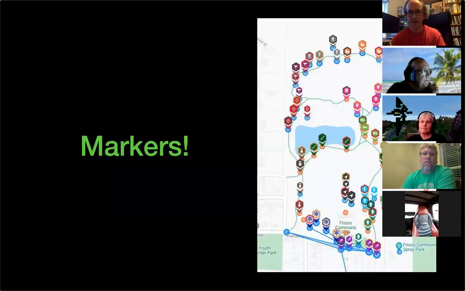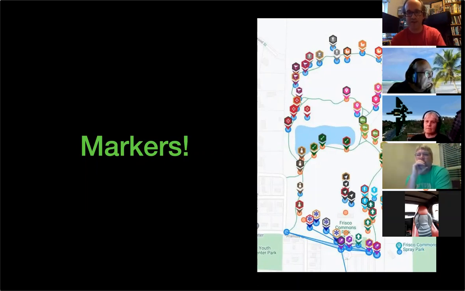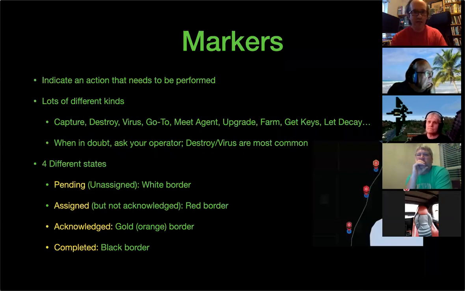We're in the middle of changing out from PNG format to SVG format. Can't tell it from this picture because it's already been dithered, but the SVGs look so much sharper on high-res monitors. So as I said at the beginning, markers indicate an action that needs to be performed. There are lots of different kinds of actions, everything from capture and destroy to let this portal decay.